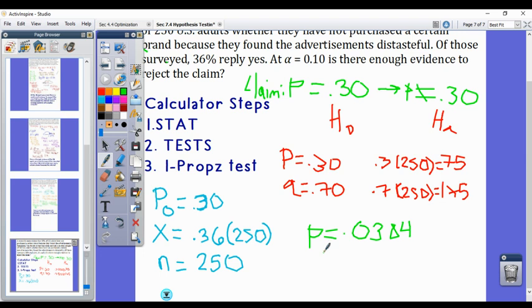So from the test, we got a p-value of 0.0384. Okay, so what we need to do is check, is the p-value greater than or less than alpha? So in this case, our p-value is less than our alpha, because alpha was 0.1. So in this case, we are going to reject.